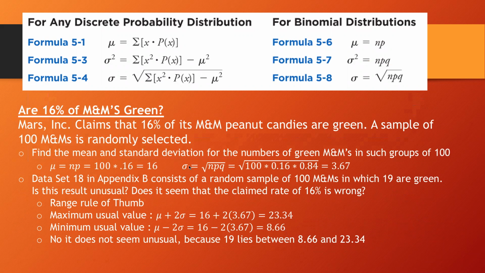Sigma, in other words the standard deviation, is found by taking the square root of n times p times q. So we have 100 M&Ms times the probability of success, which is 0.16, and the probability of failure, in other words not a green, is 0.84, and we get 3.67. And so it does not seem unusual because 19 lies between our values. But let's say you had gotten 24. That would be unusual because it lies outside of our maximum usual value and our minimum usual value. Or if we got 7 green M&Ms.